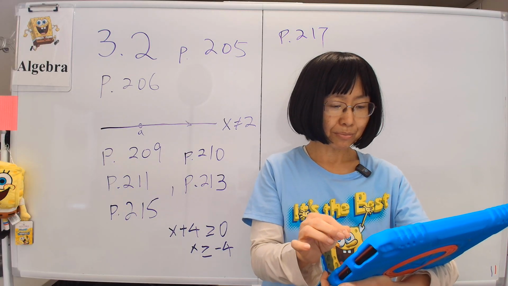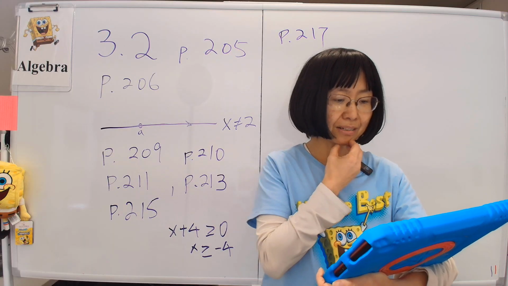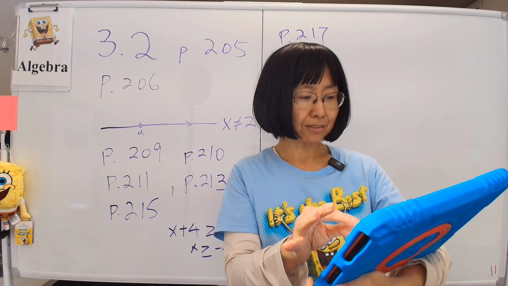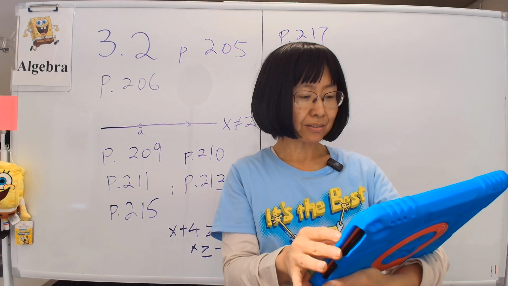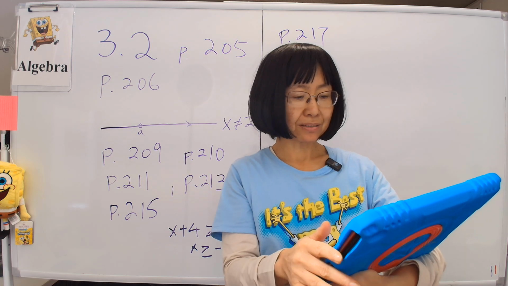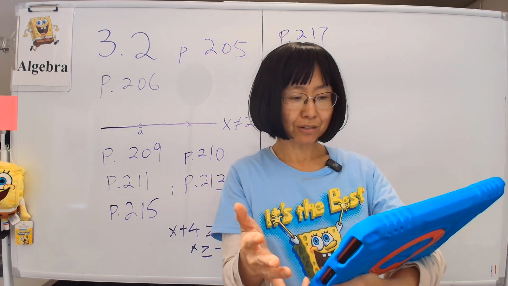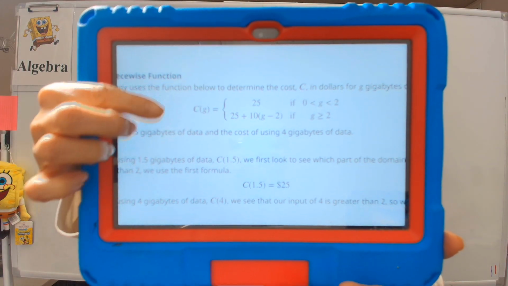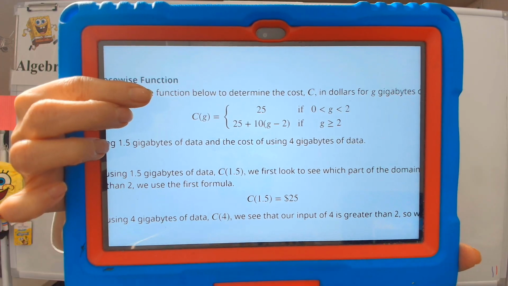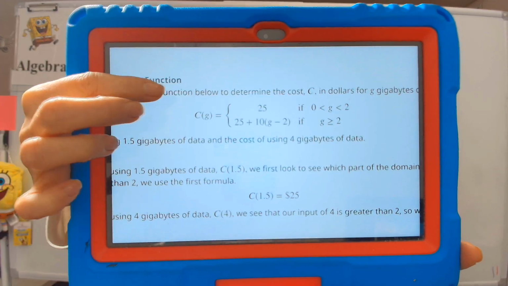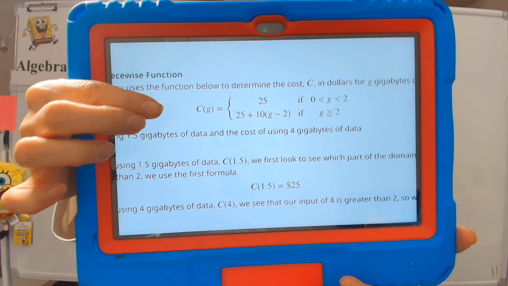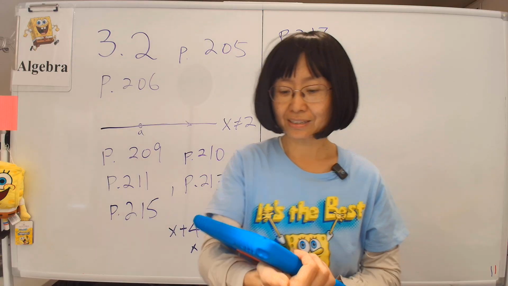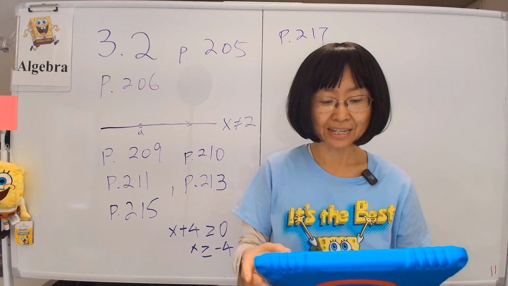Now the next example is something about data transfer. What are we doing here? Find the cost of using 1.5 gigabytes of data and the cost of using 4 gigabytes. So here's the cost formula. It comes in two sets. If the gigabytes is between 0 and 2, you follow the top formula, which is just 25. If it's bigger than 2, then it will follow the bottom formula. So that's what's so piecewise about it. The formula comes in two chunks, two pieces.